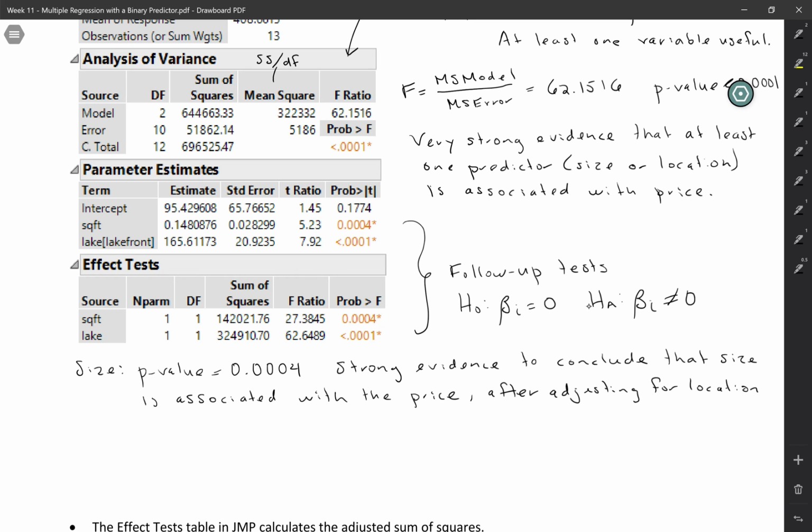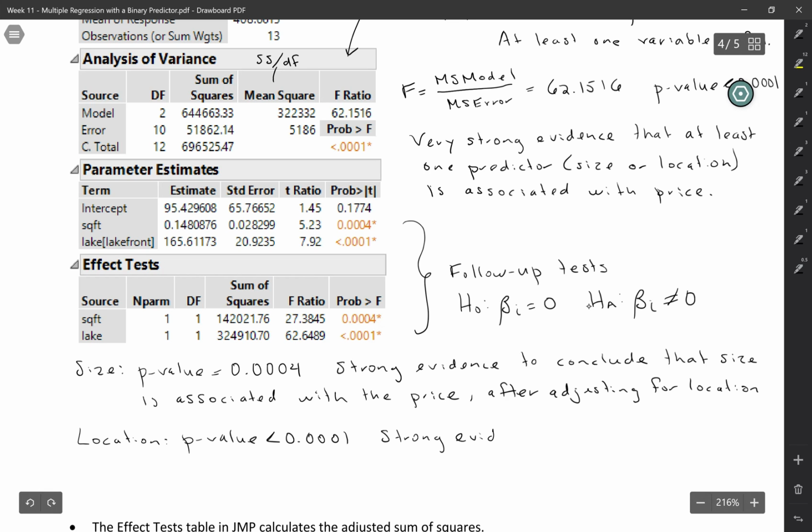And we can do the same kind of thing for the location variable. So again, our p-value is very small. This time it's less than 0.0001, so small that it doesn't even really register. And we've got strong evidence to conclude that location this time is the variable we're looking at. That location is associated with price. So this is a useful predictor of price. And that's after adjusting for the other variable in the model. So in this case, after adjusting for size.